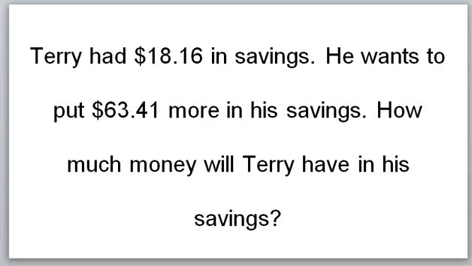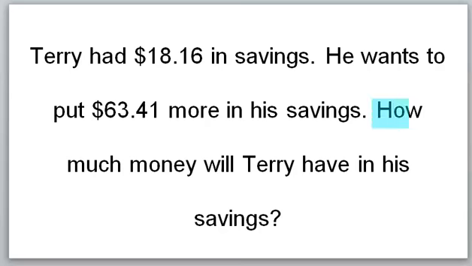We are on page 9 today for your CGI lesson. Our word problem says Terry had $18.16 in savings. He wants to put $63.41 more in his savings. How much money will Terry have in his savings?